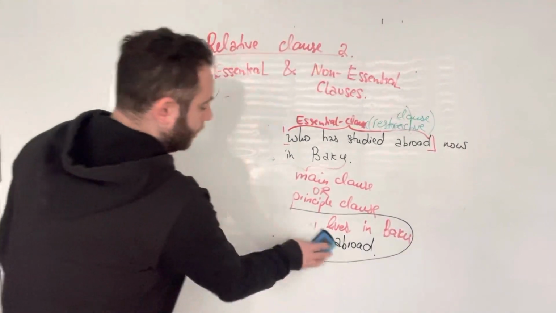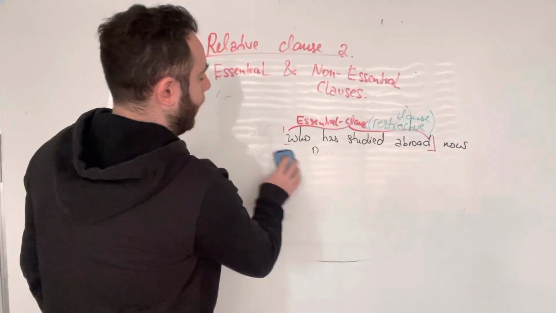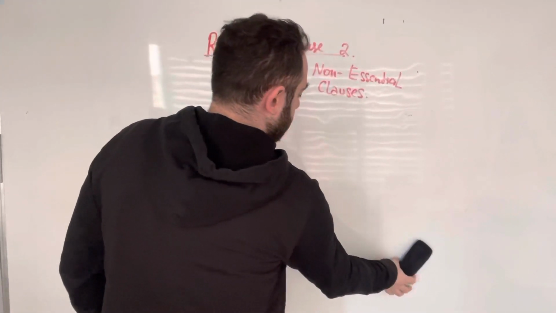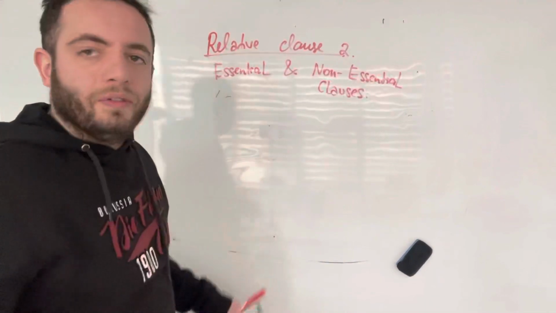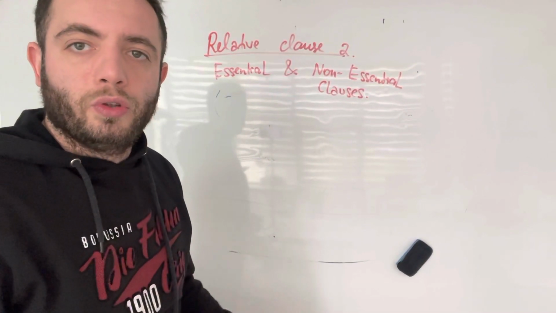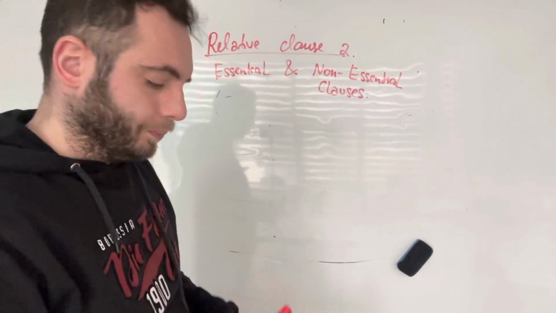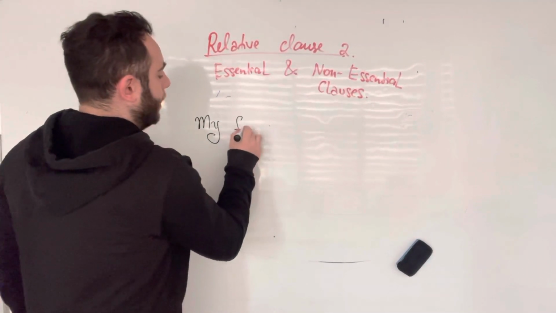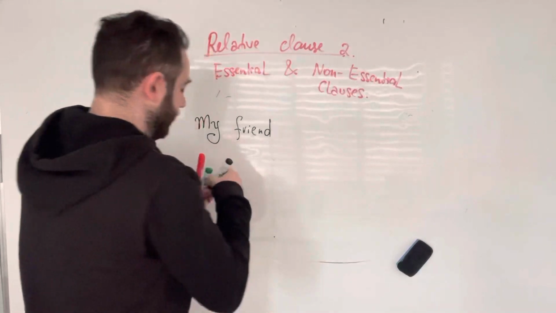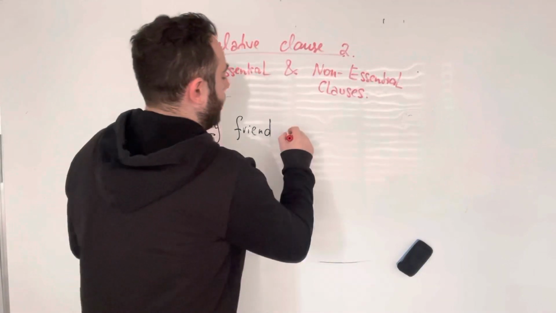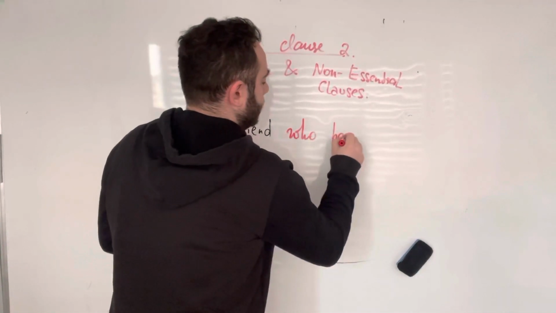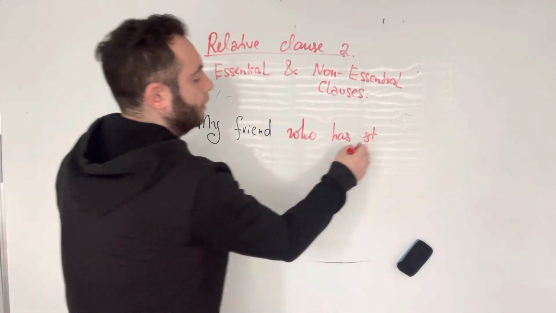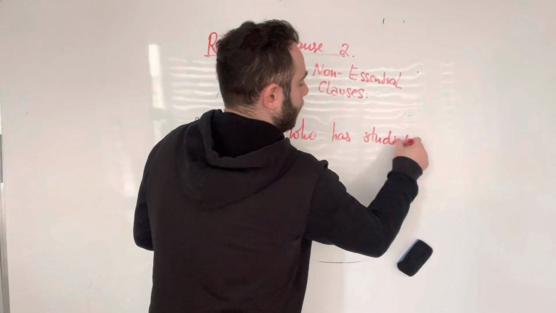Now, imagine you are asked about somebody living abroad, from your relatives or your friends, somebody you know. Just remember your friend, say my friend. And let's write the sentence again: who has, this time I'm writing this part in a different color, studied abroad.